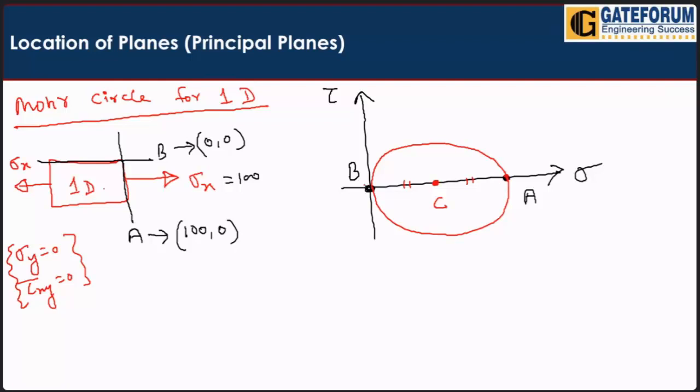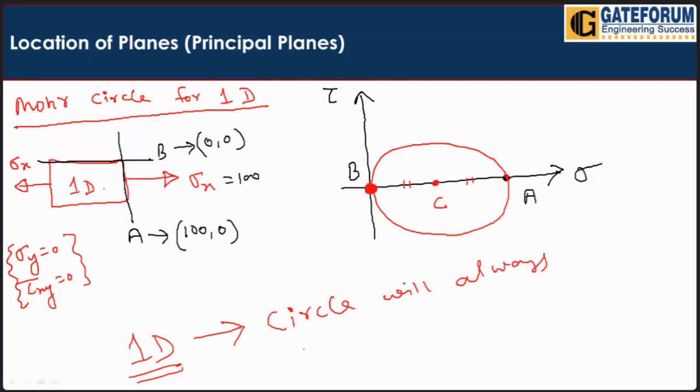So for 1D, what is the special point? For 1D, the circle will always touch the origin. Please remember, the circle will always touch the origin. So here we have this Mohr circle for 1D.